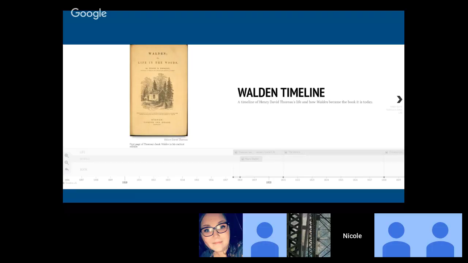And then, this is just a picture of our first slide. I put this in because you can see over here the life, world, and book. So you can see how it grouped up. It's all one fluid timeline, but then you can see how all the events are separated.